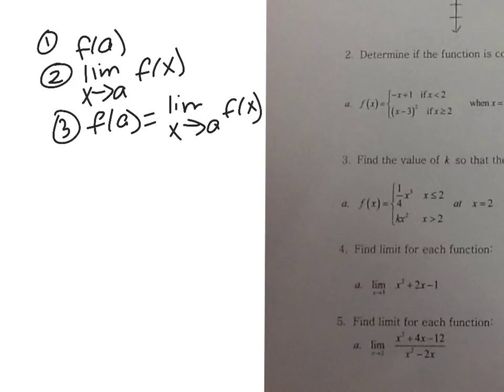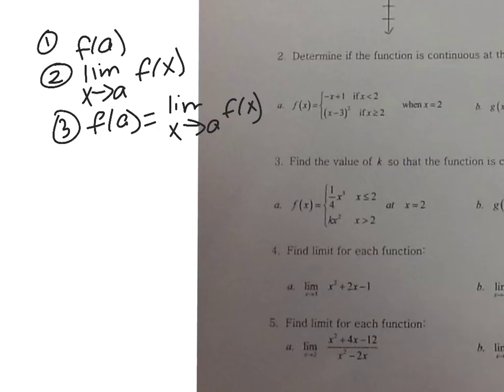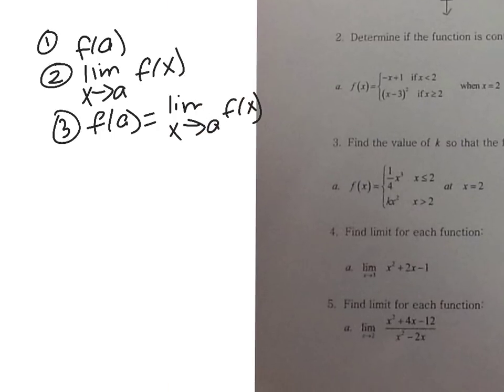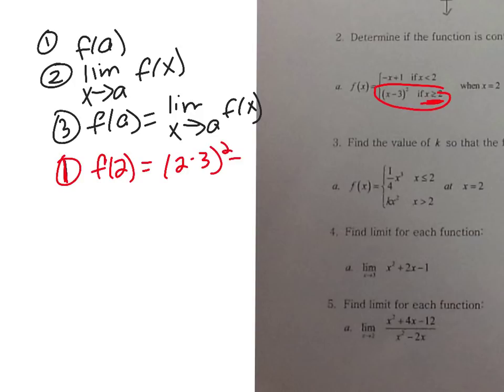All right, so let's take a look at the first one. I'm checking to see if it's continuous at x equals 2. The first thing I'm going to do is f of 2. I'm going to plug it into the bottom one over here because that's where I have x equal to 2. So that's 2 minus 3 squared, which is equal to negative 1 squared, which is equal to 1.